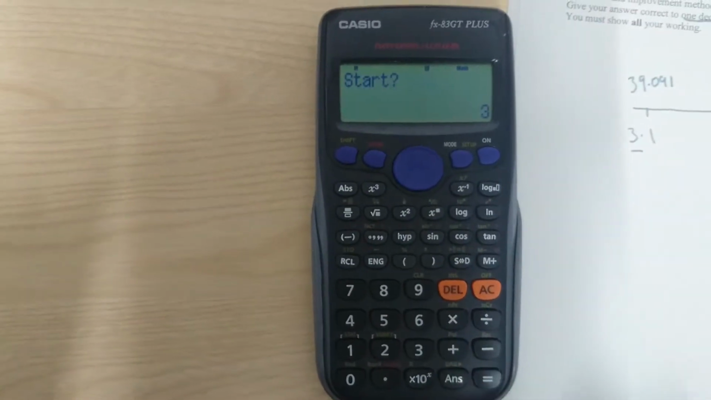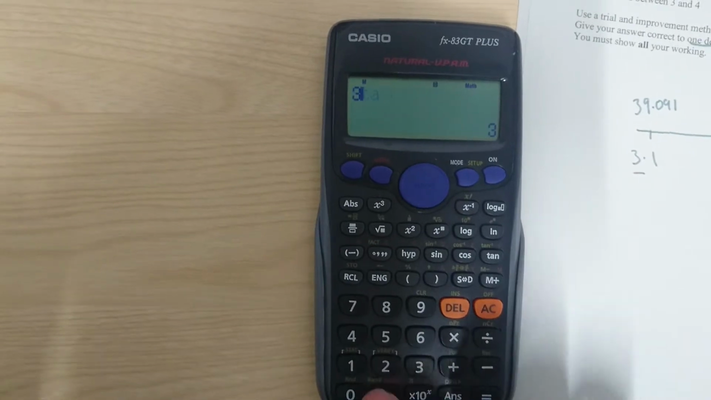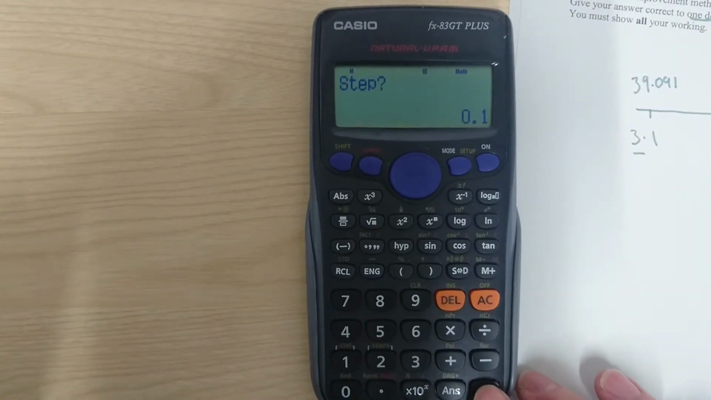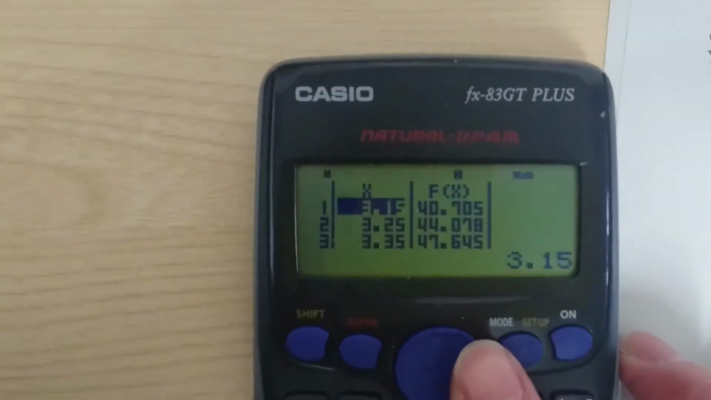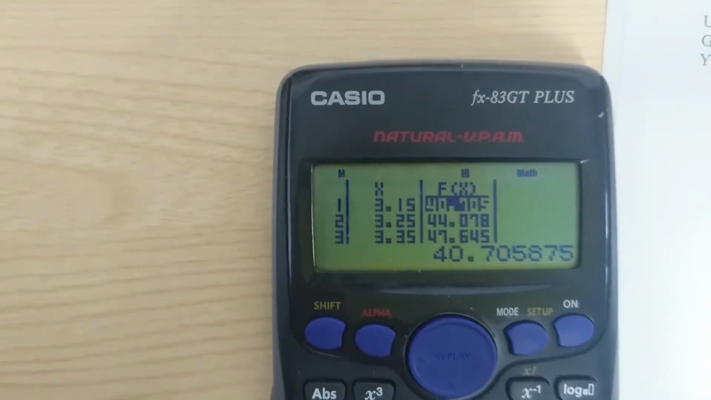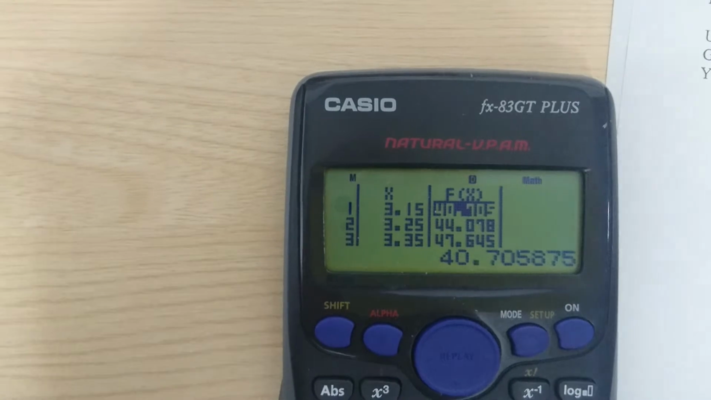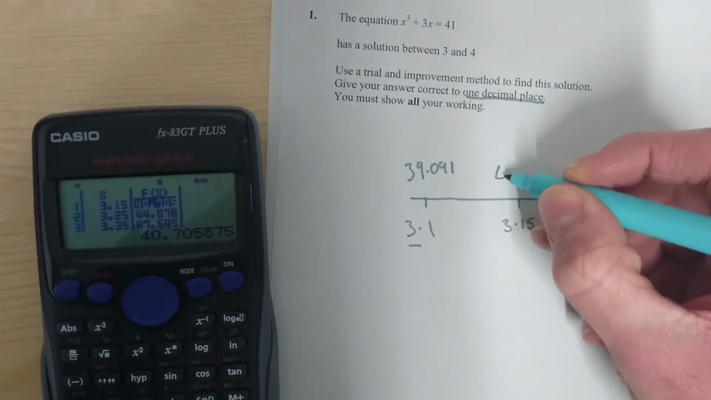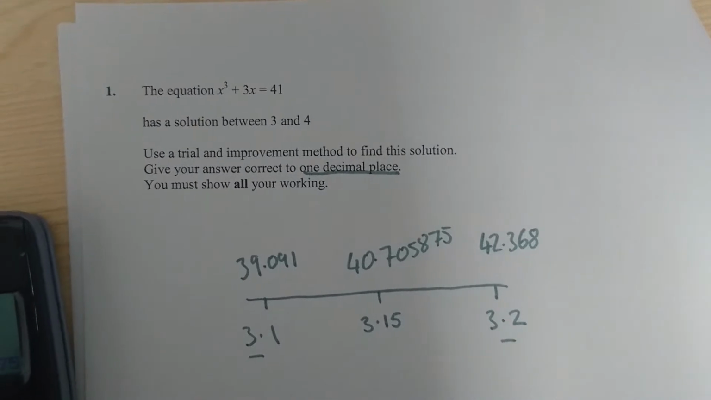I press equals. Where do I want it to start? Well, the only value I want to check is 3.15. So let's put 3.15. I don't care where I end. I don't care what I go up in. And here's my answer. So at 3.15, the answer is 40.70575. So let's transfer that answer across. So my answer here is 40.70575. Now I was looking for the answer 41.